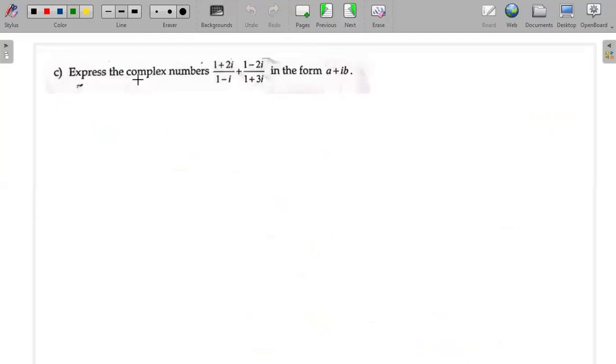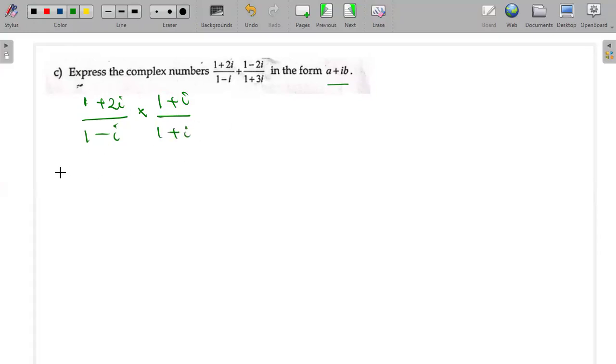Okay, so next here we have this question which tells us to express the complex number this here into the form a plus ib. So what do we do? We have the first part, which is 1 plus 2i over 1 minus i. What we do, we must rationalize this. So we will rationalize by multiplying by the conjugate. So this is going to be multiplied by 1 plus i, on top and bottom.